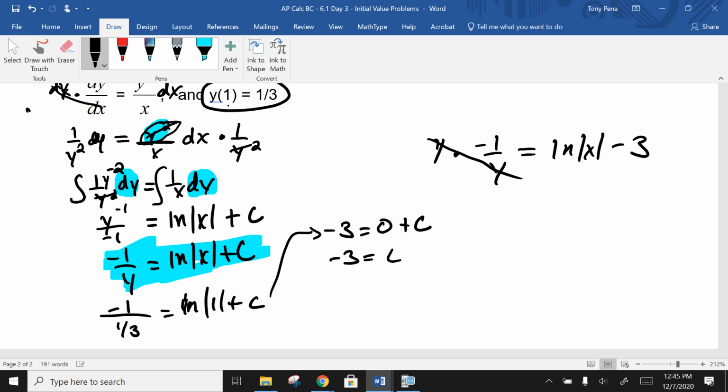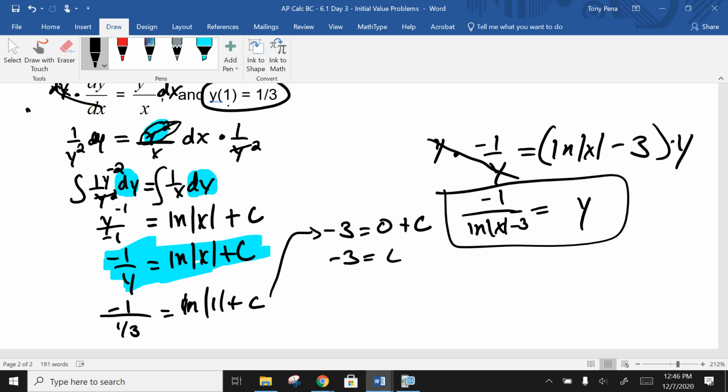So I'm going to multiply both sides by y, so it looks like this, which would then mean we want to divide by the quantity. So you're going to get y equals -1 over the natural log absolute value of x minus a 3. All right, that should be our final answer. So a lot of little things there to get through, a lot of little places to make a mistake.